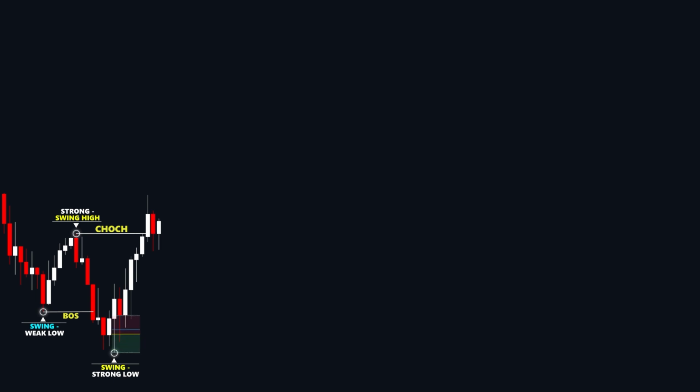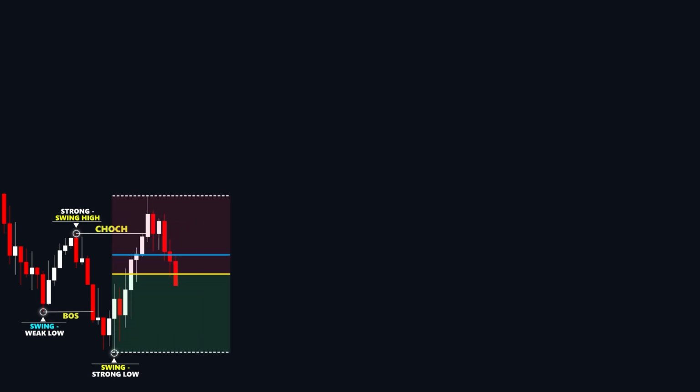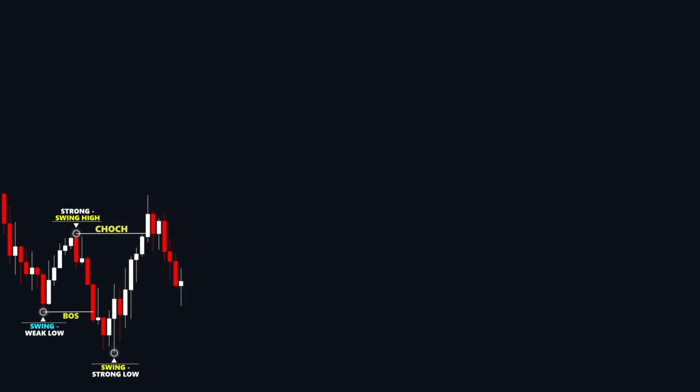Use the Fibonacci tool from the new strong low to the new high. Once again, price retraces to the 38.2%, confirming a valid pullback. So we mark the week high. Price pushes up, breaks the week high, and gives us a break of structure. As always, we mark the strong low, the lowest point before that break.